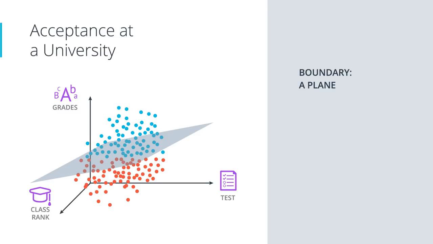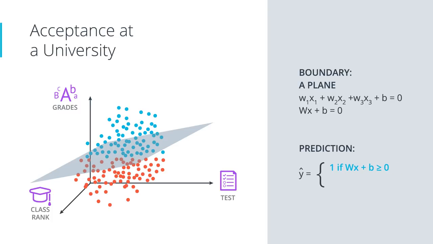as before. Now the equation will be w1x1 plus w2x2 plus w3x3 plus b equals 0, which will separate the space into 2 regions. This equation can still be abbreviated by wx plus b equals 0, except our vectors will now have 3 entries instead of 2. And our prediction will still be y hat equals 1 if wx plus b is greater than or equal to 0, and 0 if wx plus b is less than 0.